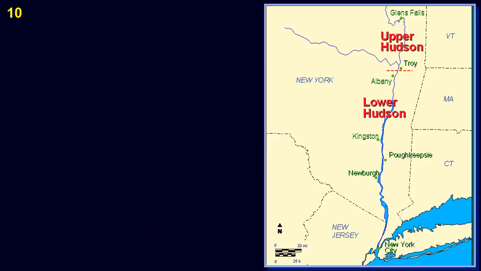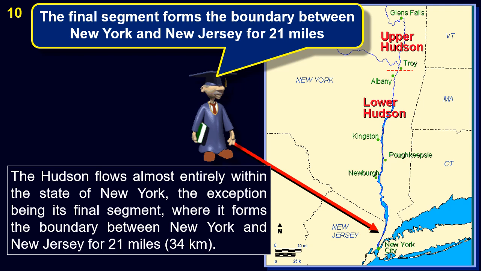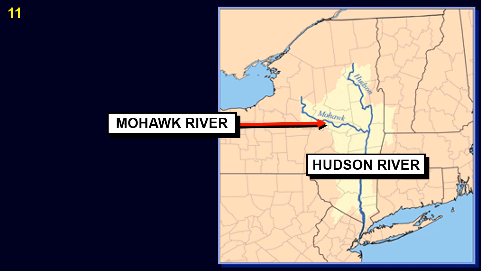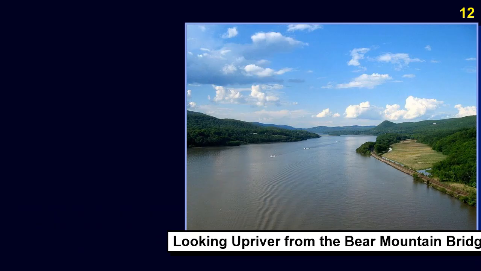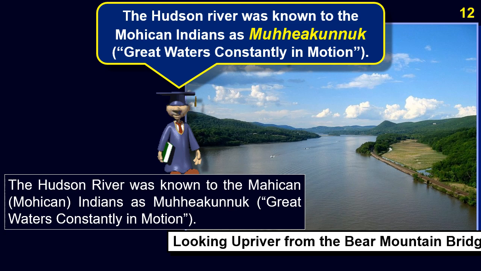The Hudson flows almost entirely within the state of New York, the exception being its final segment, where it forms the boundary between New York and New Jersey for 21 miles, 34 kilometers. Together with the Mohawk River, its major tributary, the Hudson forms one of the nation's most important waterways. The river was known to the Mohican Indians as Muhikunik, great waters constantly in motion.